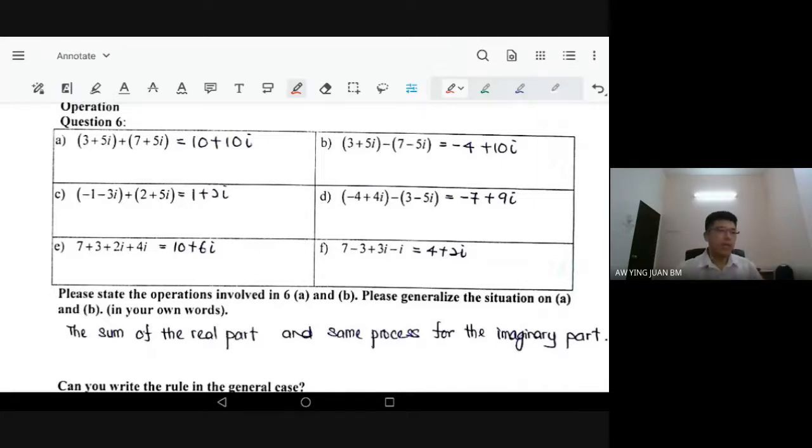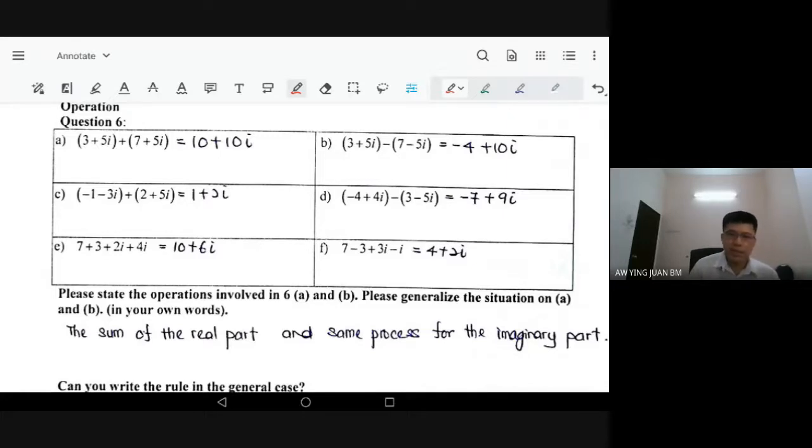So dalam matematik, we have 4 operation. Tambah, tolak, darab, bahagi. Okay? Kejap nanti, sebelum pukul 9, tambah, tolak, darab. 3 benda. So, question number 6. Very simple.